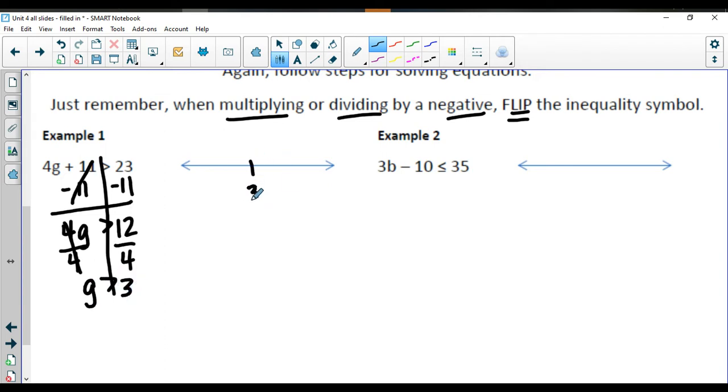On my number line, 3 is my target number, so I'm going to put one number to the left and one number up to the right. I'm going to have an open circle on 3, and I'm going to shade to the right because G is greater than 3.